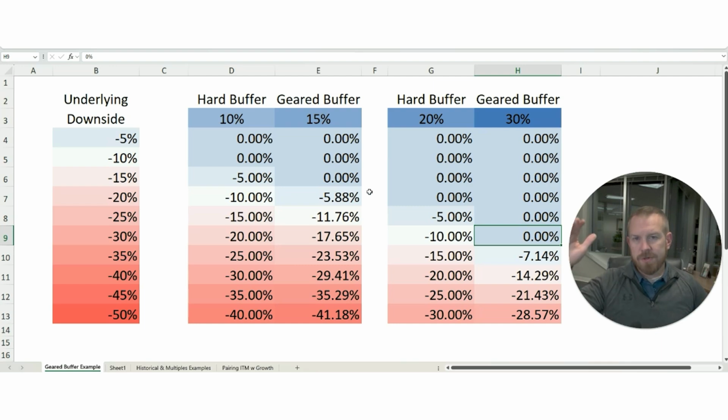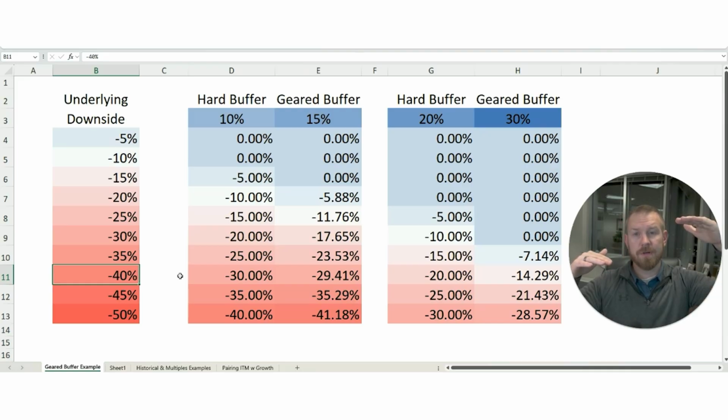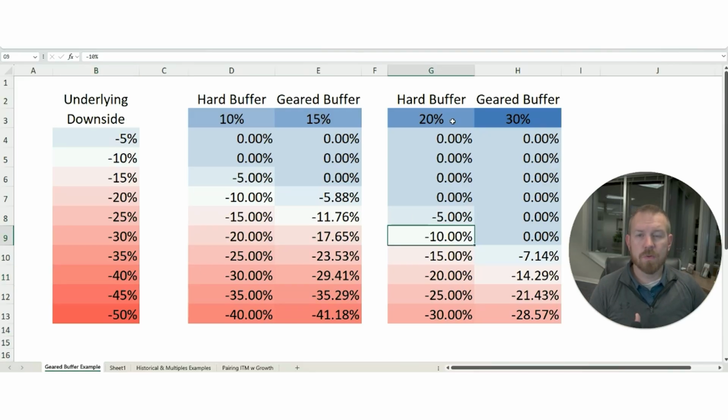As you go further, we want to identify the break-even point, where the client would be in the same position, the same level of downside, with a geared or a hard buffer. For 10 versus 15, it's really at that negative 40% level of the underlier that the geared buffer starts to lose more than the 10% hard buffer. And then on the 20% hard buffer versus 30 geared, you have to go beyond negative 50% to reach that same break-even point.